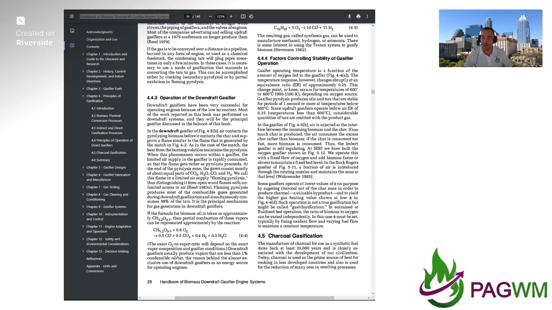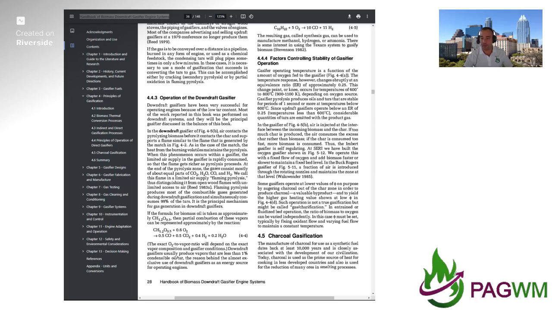Gasifier pyrolysis produces oils and tars that are stable for periods of 1 second or more at a temperature below 600 degrees Celsius. Since updraft gasifiers operate below an equivalence ratio of 0.25, at temperatures less than 600 degrees Celsius, considerable quantities of tars are emitted with the product gas.